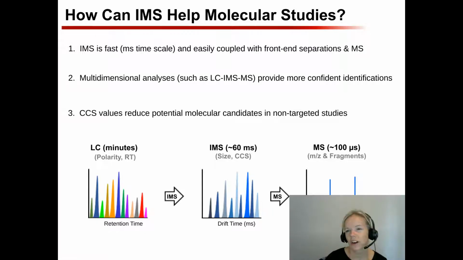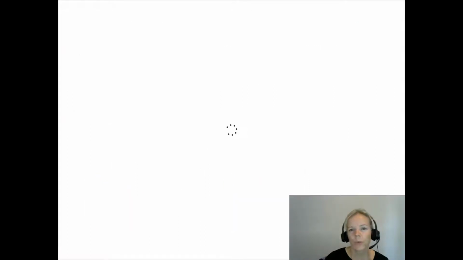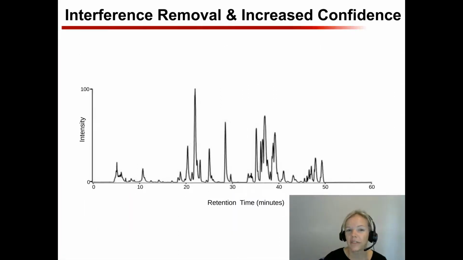And these collision cross-section values allow us to take potential identifications and see which ones are actually the closest in structure and eliminate some that might be more extended than what we've seen in our experiment. We can also use it for interference removal, so it increases our confidence.